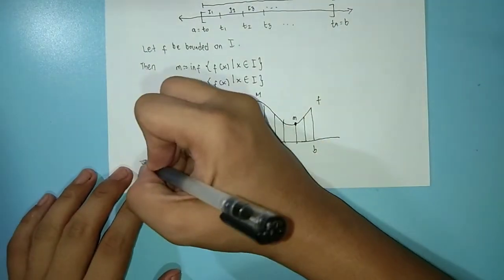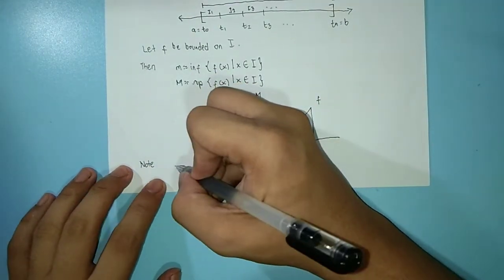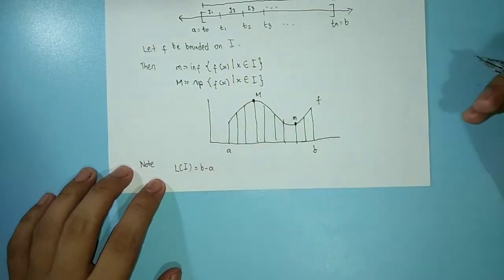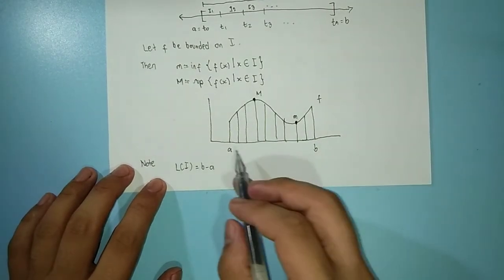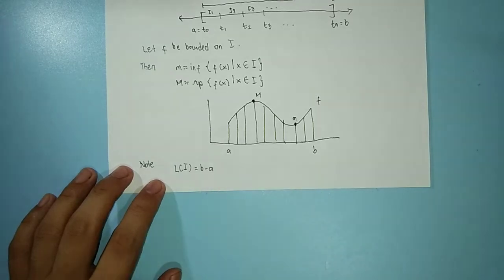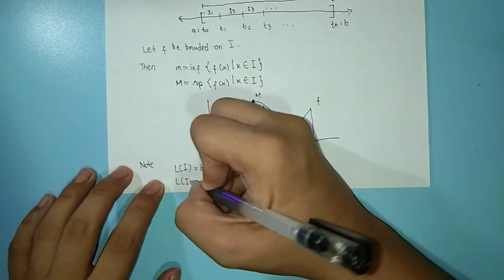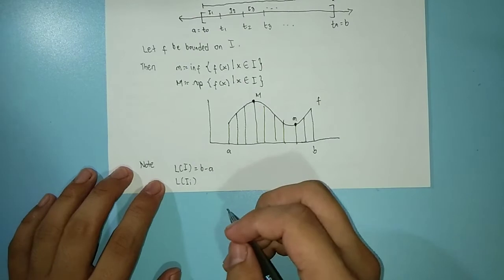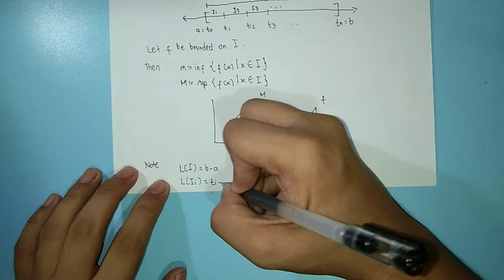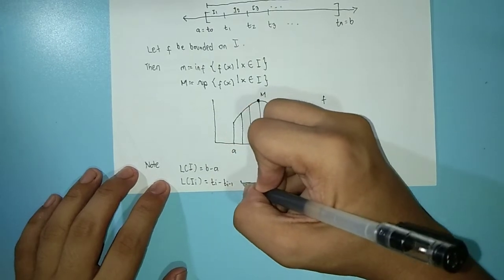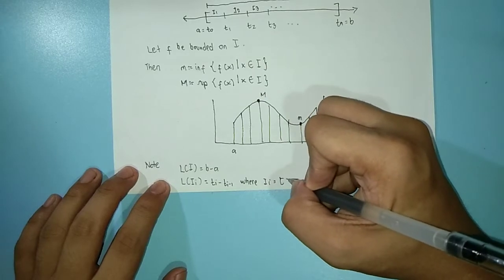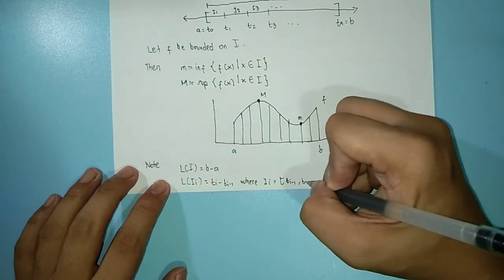Then note natin yung length ng interval I is always equal to b minus a. Okay, so yung length ng buong interval na to, that is b minus a. Then yung length naman ng I sub i is equal to t sub i minus t sub i minus 1, where I sub i is equal to the closed and bounded interval [t sub i minus 1, t sub i].